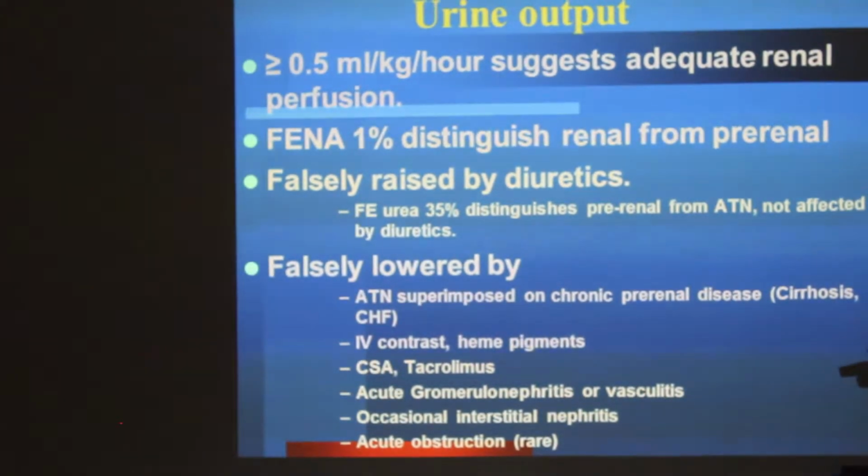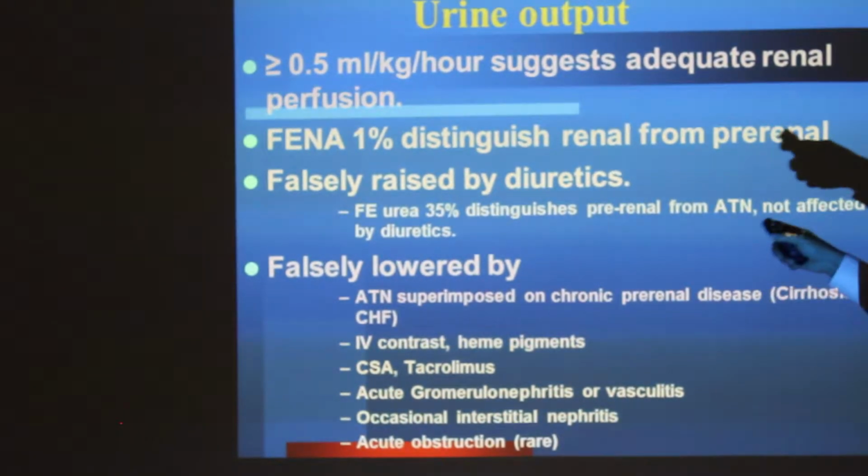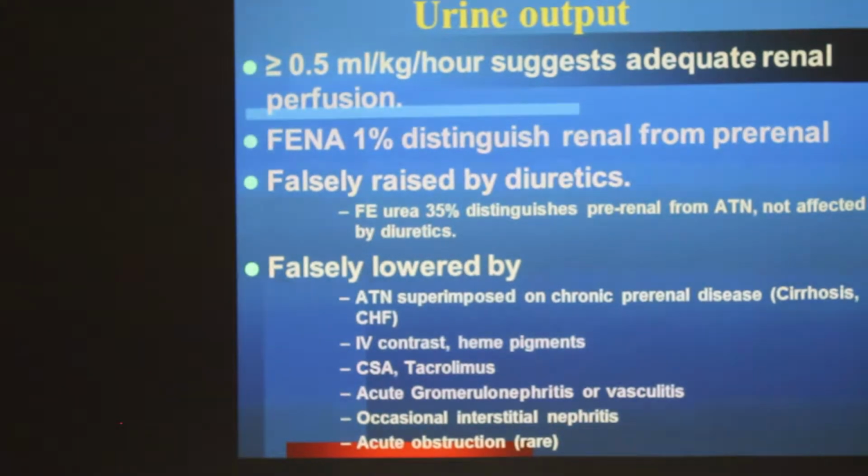If it is greater than 1%, it tells you it's post-renal. So it tells you it's pre-renal, you want to give fluid. But this can be forcibly raised by diuretics. If the patient is already on Lasix, then the excretion of sodium in the urine is going to be altered by that, so you can't really rely on it.